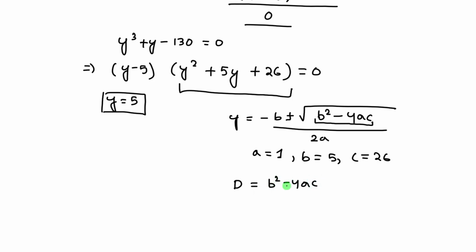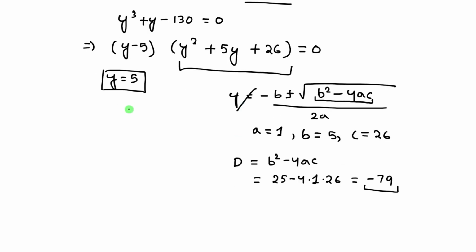Now we'll put the values of a, b, c here. So 25 minus 4 multiplied with 1 multiplied with 26 equals minus 79. So here we are getting the discriminant as a negative value. By putting this negative value under the root, we'll get complex or imaginary roots for y. As in the question it is given that we need to find the real roots, the complex roots get discarded. So in the real number system, only y equals 5 is valid.